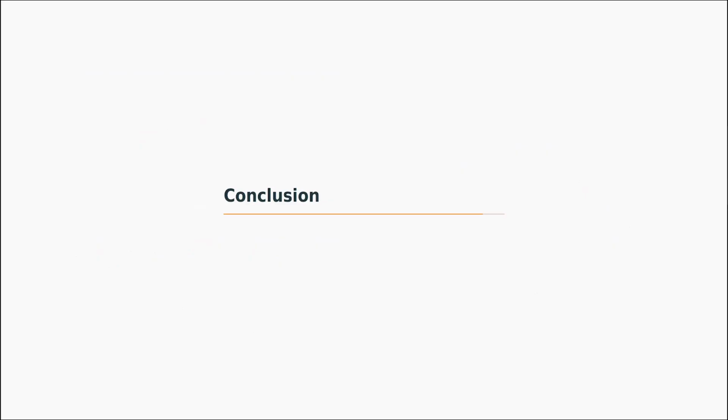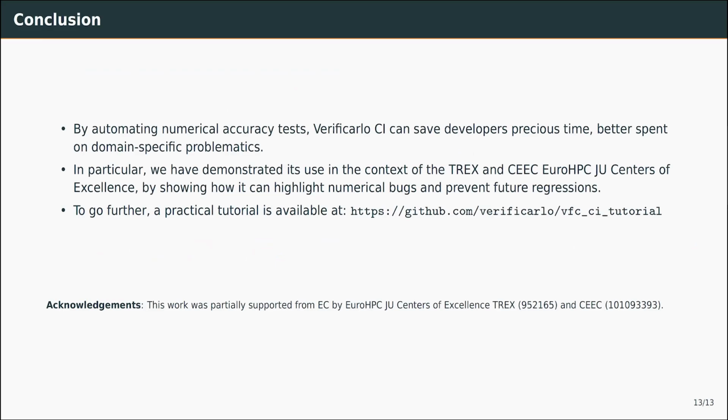So yeah, to conclude, we believe that Verificarlo CI is a quite generic tool that could save you some time. The idea being that it's better to prevent than to fix those kind of numerical issues. We showed that it was used in the context of the CEC and TREX European projects. And if you want to go further, there is a tutorial available on GitHub, which takes you through the setup of the tool on a very simple example.